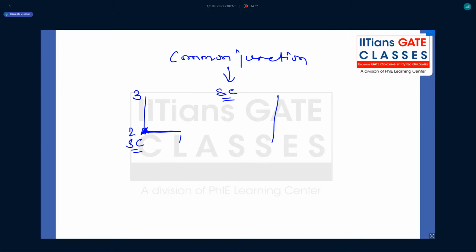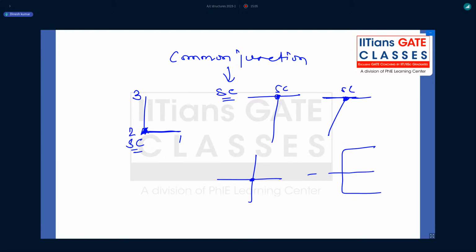Now if you take a T section, whether symmetric or any kind of T section, this is the common junction, so this will be your shear center. If you take a cross section, this is my junction point, so this is my shear center. But if you take a channel section, is there any common junction? No. For a channel section, the shear center usually lies here.